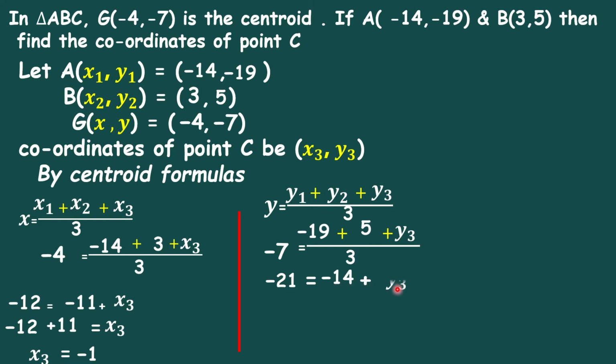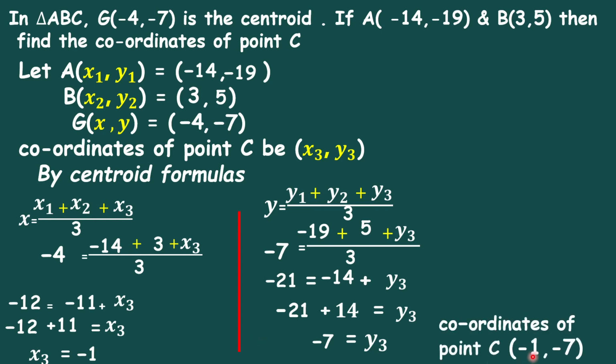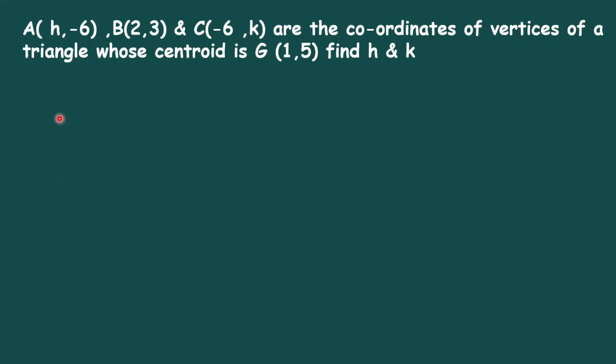Therefore -14 plus y3. Transfer this -14 to LHS. Minus becomes plus. Therefore -21 plus 14 is equal to y3. Here 21 and 14 have opposite signs, therefore give the sign of 21, and 21 minus 14 is 7. Therefore y3 is equal to -7. Therefore the coordinate of vertex C is (-1, -7).